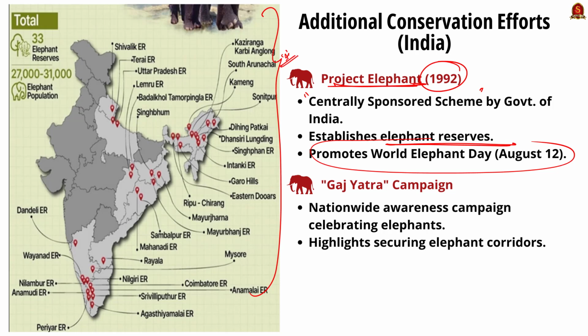Okay, on continuing our discussion, see, Gaj Yatra is a nationwide awareness campaign to celebrate the elephants and highlight the necessity of securing the elephant corridors. Okay, now from our discussion, we have addressed the various conservation efforts from India to preserve its national heritage along with some basic facts about Asian and African elephants, which come very handy in our preliminary questions. With these basic points, now let us see the next news article of the day.